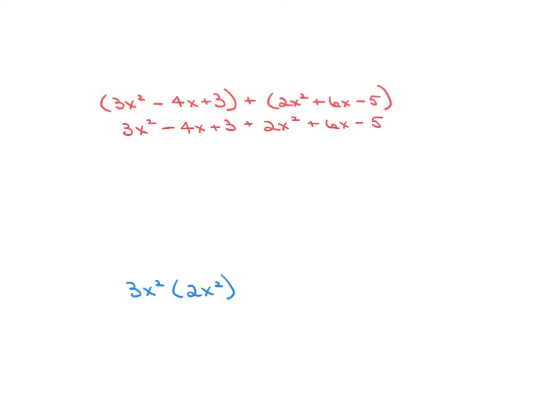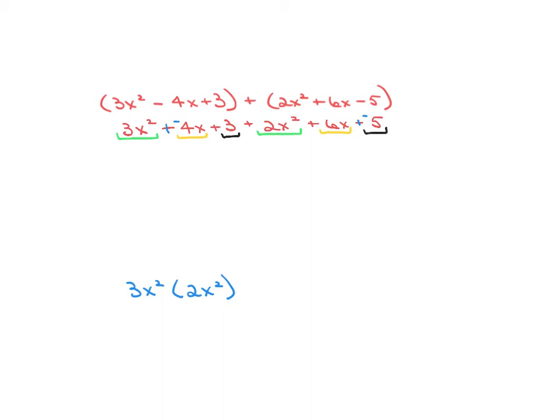Whenever we have all addition and subtraction, sometimes it's helpful to write it as all addition. So if that's helpful for you, we can think of this instead of subtracting 4x as adding negative 4x and adding negative 5. Our next step when we're adding and subtracting is we're looking for like terms, and like terms have exactly the same variable. So 3x squared goes with 2x squared, negative 4x goes with 6x, and finally 3 goes with negative 5.